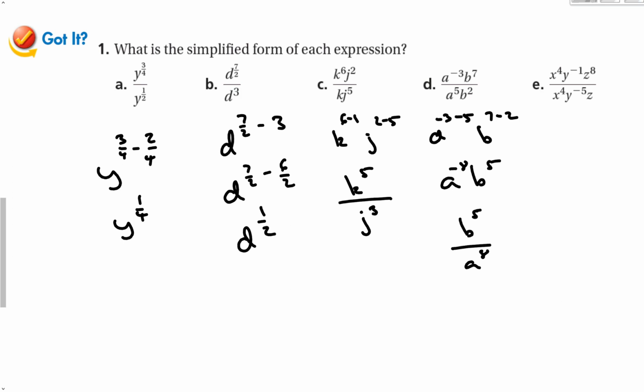X to the 4 minus 4 power, y to the negative 1 minus a negative 5, and z to the 8 minus 1. X is easy. It goes to 0, which means it turns into a 1, which means it just goes away. Negative 1 minus 5 is going to be negative 6. So that's y to the negative 6 power, z to the 7th power. So my answer becomes z to the 7th over y to the 6th.